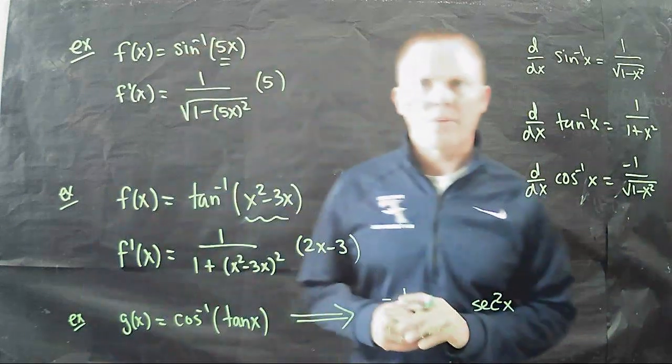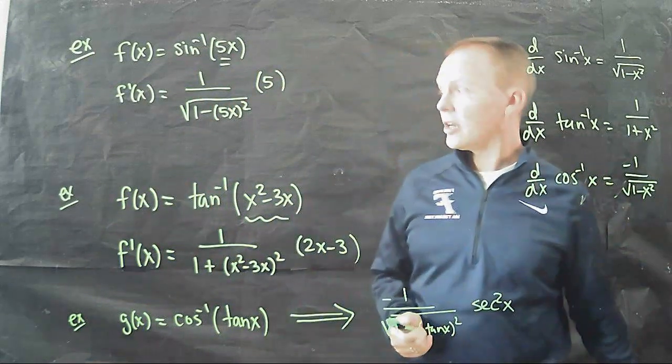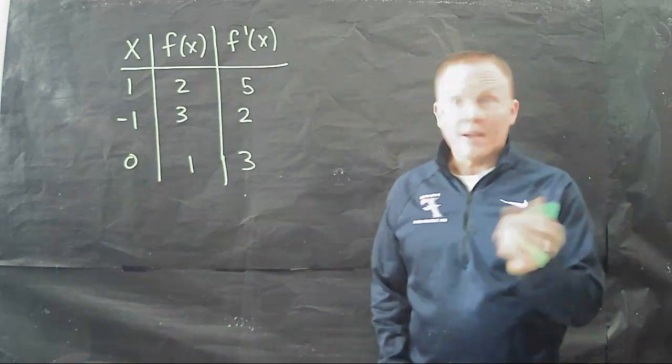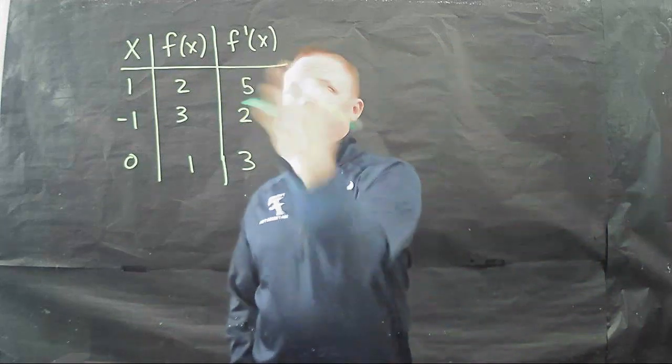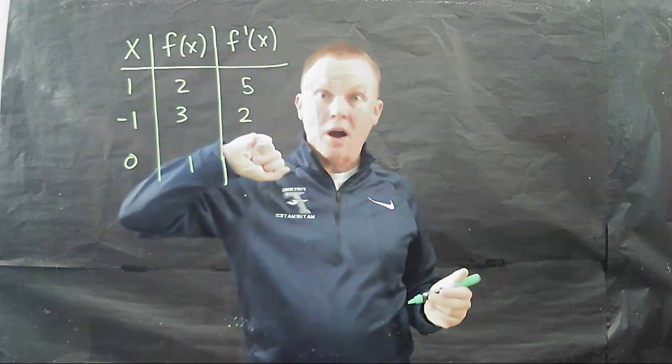Okay, I'm going to do one more example. I'm going to erase the board, give you an example of where we're going to use that formula that we talked about a second ago. Okay, we're back. So here I've got a table of values. I've got a table of f values, and I've got a table of f prime values.